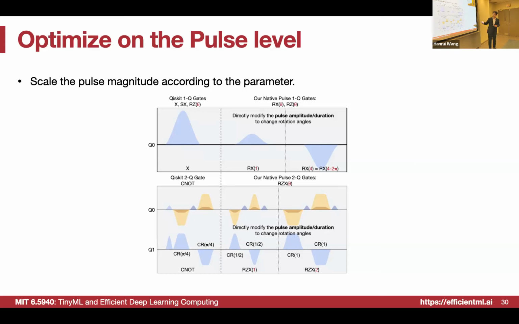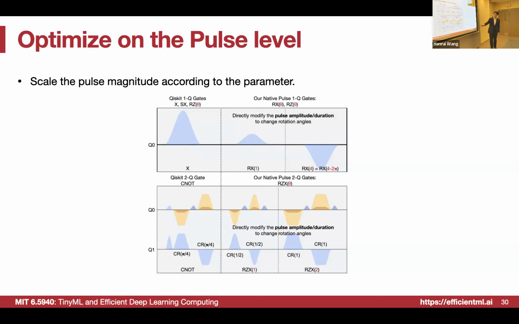So in that case, we don't have to do the previous computation where, if you have Rx here, you may decompose that into multiple gates. Here we just directly tune the shape of the pulse, and then we can reduce the overall duration of the program. And that's also the case for the controlled gates, like 2-qubit gates.